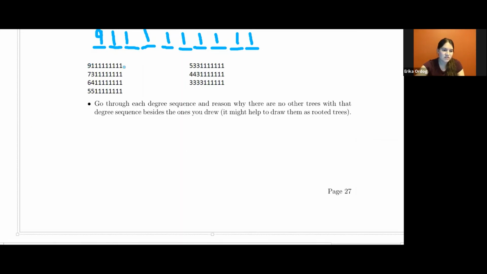Let's start with this first degree sequence. What this means is we'll have one vertex of degree 9, and all other vertices will have degree 1. So let's draw out our 10 vertices.